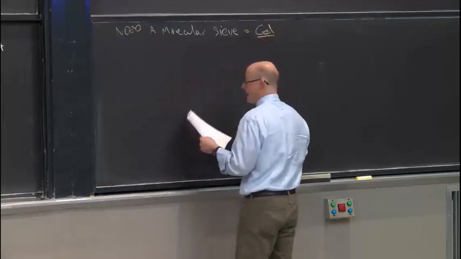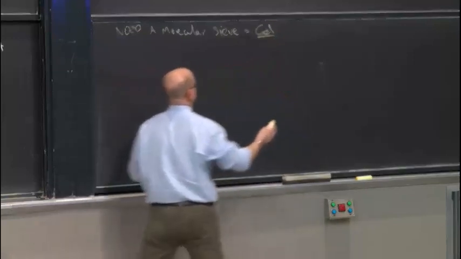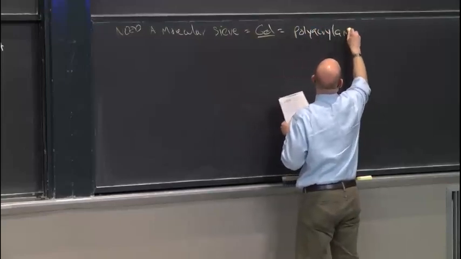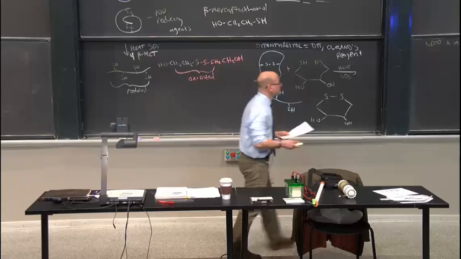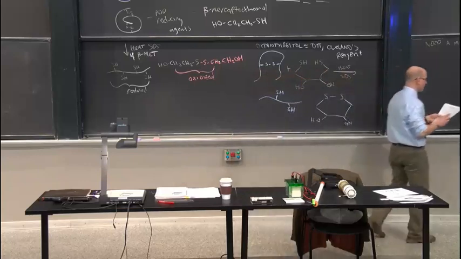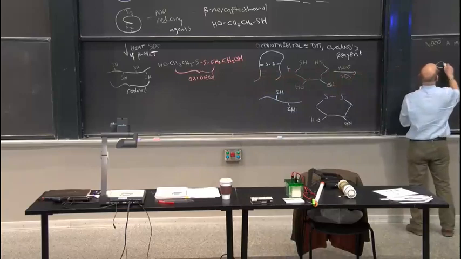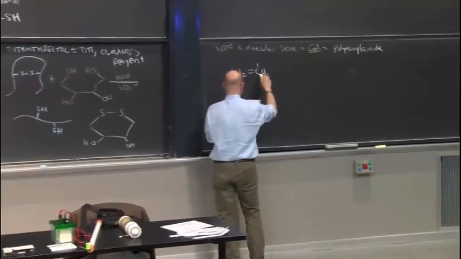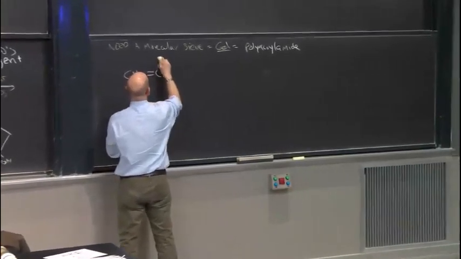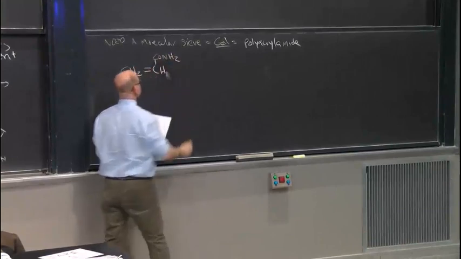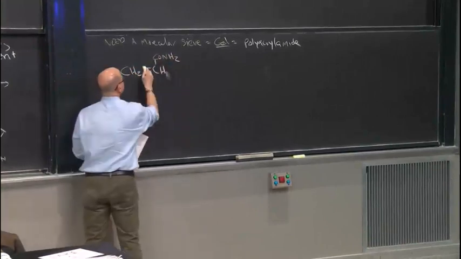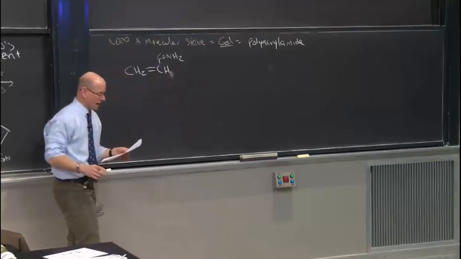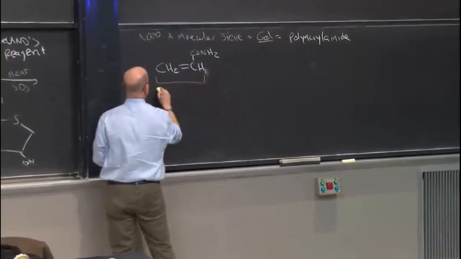And I'm going to make my gel out of polyacrylamide. Okay? So we're going to call this a polyacrylamide gel. How do I make this polyacrylamide gel? To do that, I have to remind you what acrylamide is. Acrylamide is this. Okay? It's two carbons double bonded with an amide stuck on one end of these, okay? This is acrylamide.